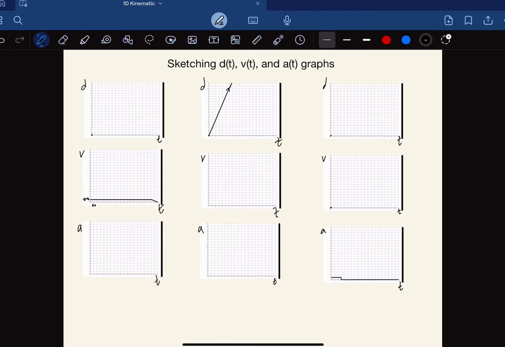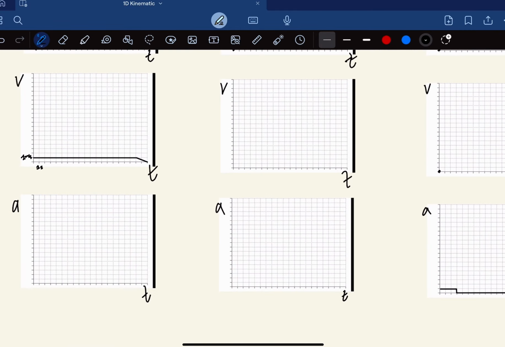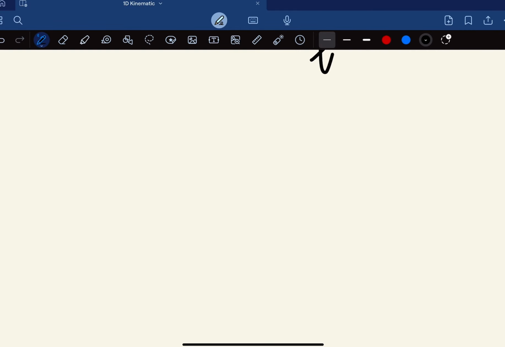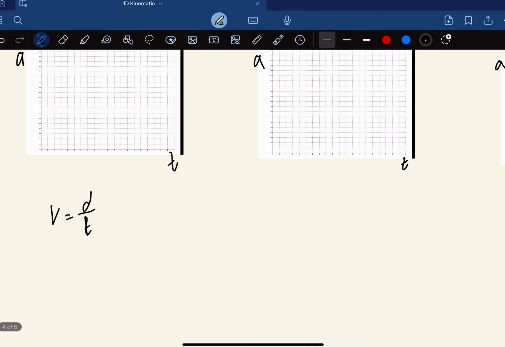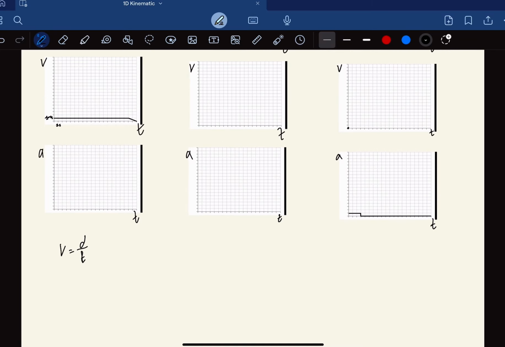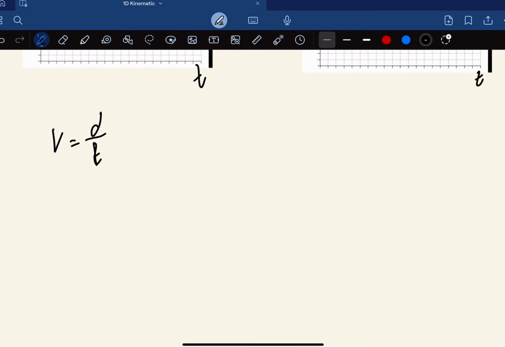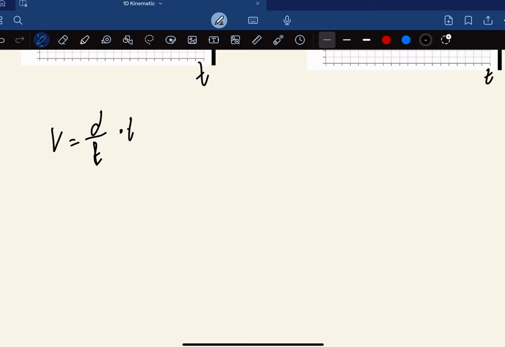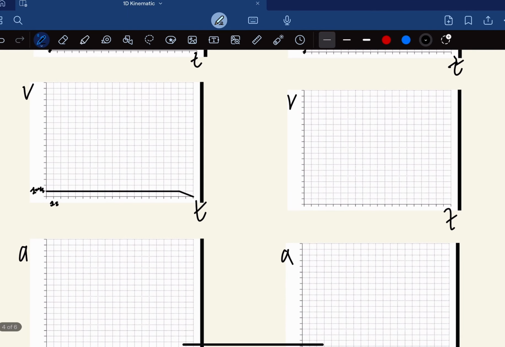So we know that for this first problem, v equals d over t. That's just velocity is equal to displacement over time. So given this equation, we can solve for d by multiplying both sides by t, and we get vt equals d. Now, let's observe the v versus t graph.